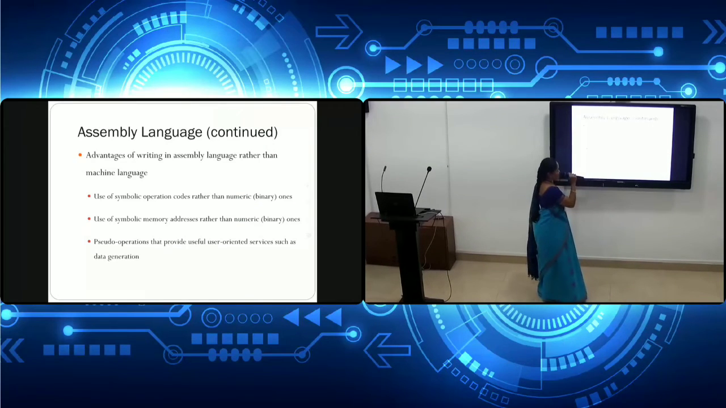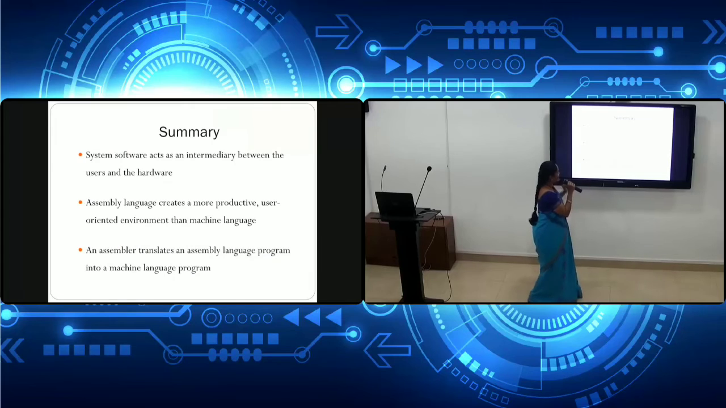And this is the advantage of this. Advantage means writing assembly level language is easier than low level language. We cannot write in zeros and ones. Low level language cannot be written by us. So we are writing assembly level language. Assembly level language is your symbolic codes, that is stop, run, a single word. It is called mnemonic words. And these are user oriented.